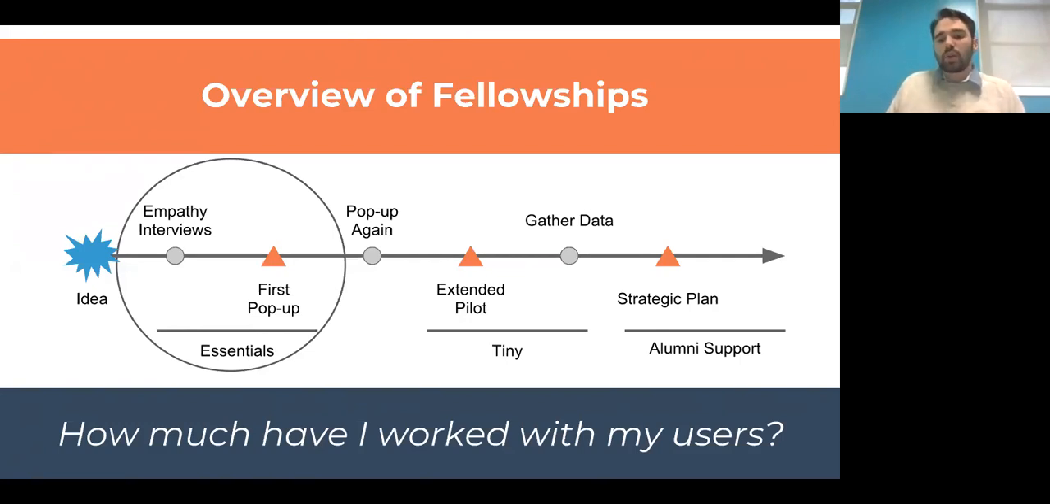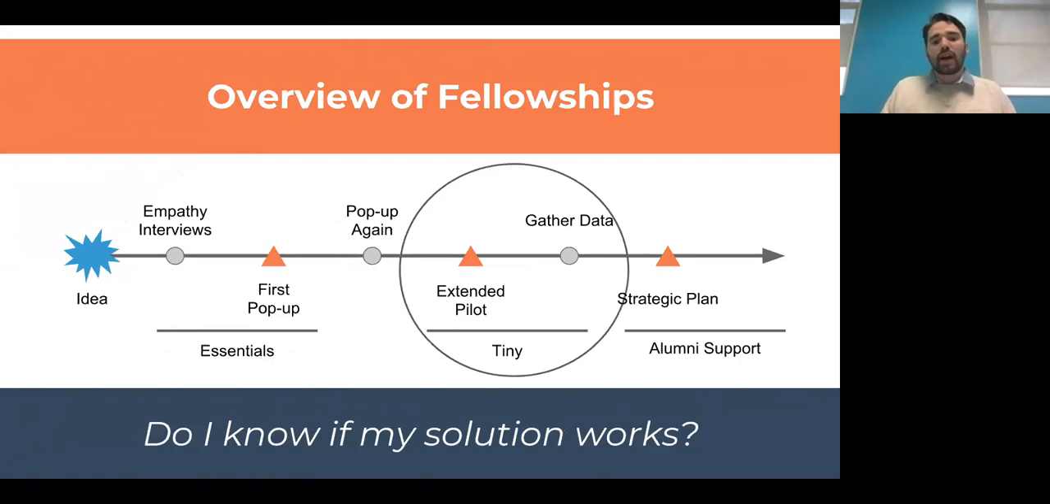And users is just our jargony way of saying the students that are coming to your school, or the person that's going to download your ed tech tool. So it's the person that's going to use whatever solution you're building. And if you haven't worked with your users very much yet, Essentials may be a great step. If you were like, I've been doing that for years, it may be good to start thinking about Tiny.